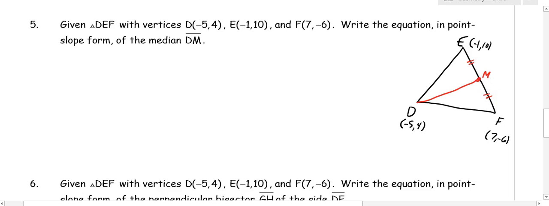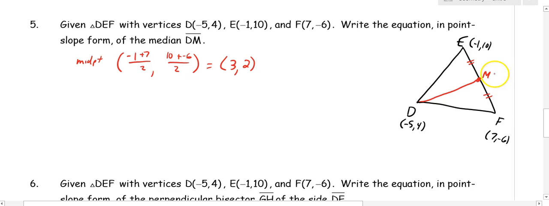So to find the equation in point slope form, the first thing we want to do is find the coordinate of M, which is our midpoint. To do the midpoint, we're going to use the points of E and F. So we have negative 1 plus 7 over 2, and we have 10 plus negative 6 over 2. So negative 1 plus 7 is 6, divided by 2 is 3, and 10 plus negative 6 is 4, divided by 2 is 2. So our midpoint is 3, 2.